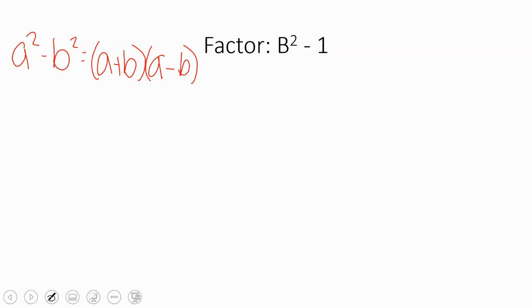So the first one says factor b squared minus 1. Using our formula, it says a squared minus b squared equals a plus b times the quantity a minus b. So first you need to check, is this a difference of squares problem? Is this a perfect square, and is this a perfect square? B squared is a perfect square, right? Because technically it has a coefficient of 1, and 1 is a perfect square. 1 squared equals 1. So we can take the square root of both of those. The square root of 1b squared is just b. The square root of 1 is 1.